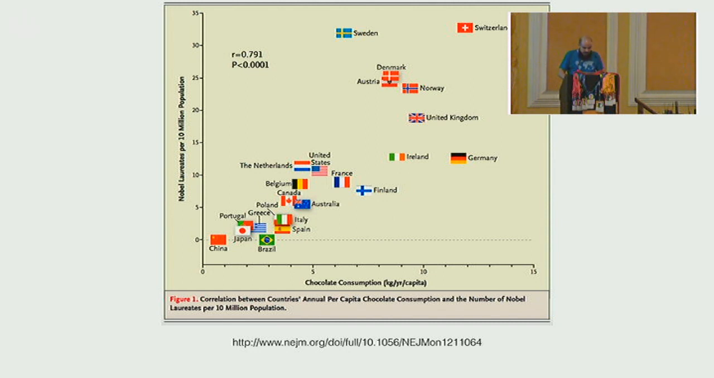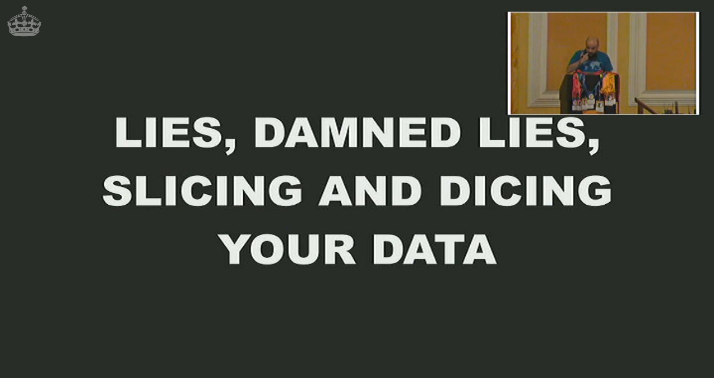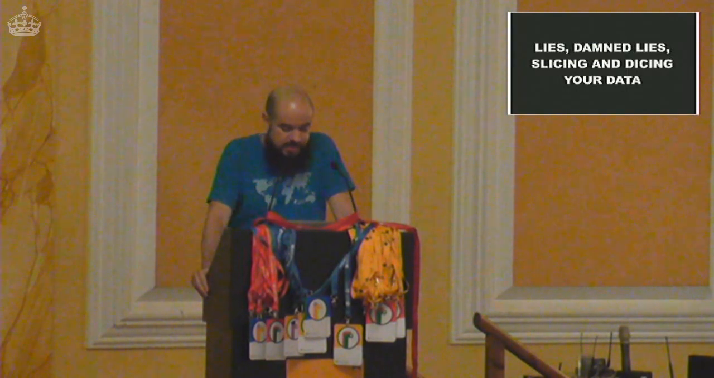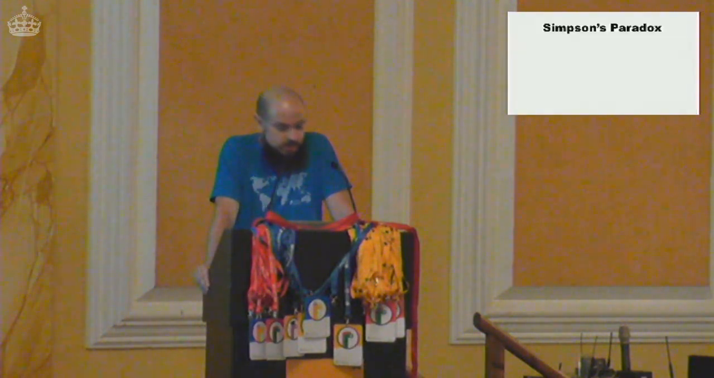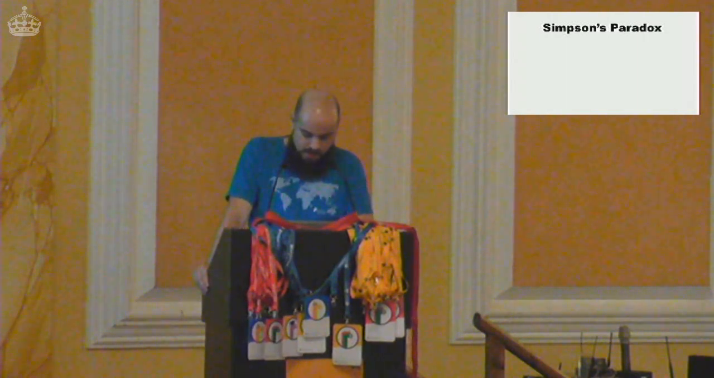So that was correlation. The next thing I want to mention is what happens when you have data and you start slicing and dicing your data. This is also called the Simpson's Paradox, which is a phenomenon observed by somebody whose name was not Simpson.